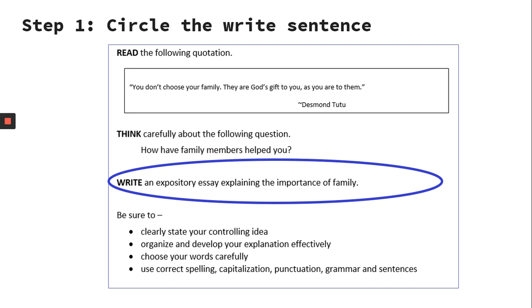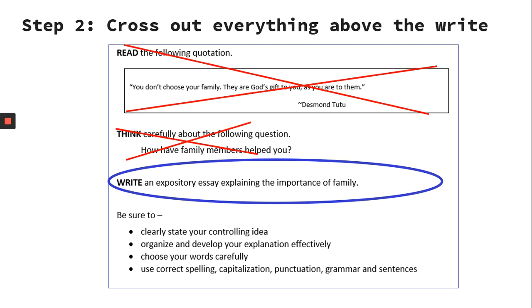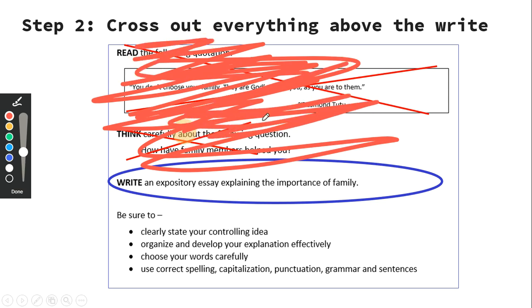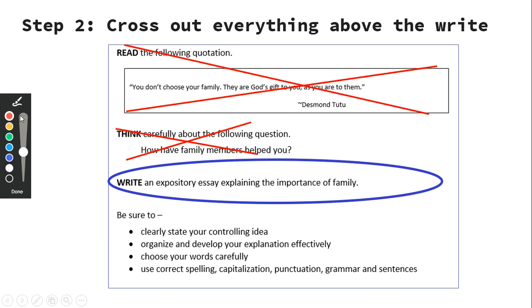So you find it and circle it. Then cross out everything above the write. We don't need this information, okay? This is not important. We don't need it. It's distractors, you guys. Don't listen to it, okay?